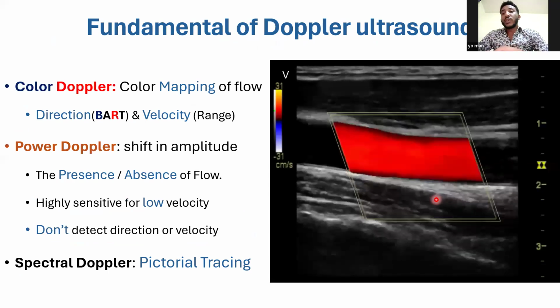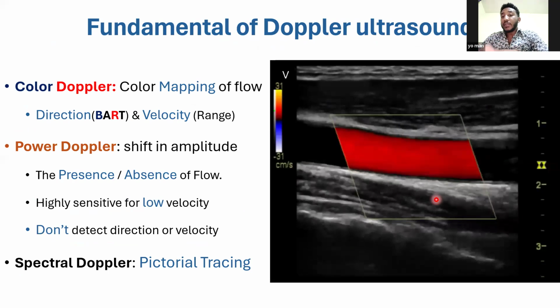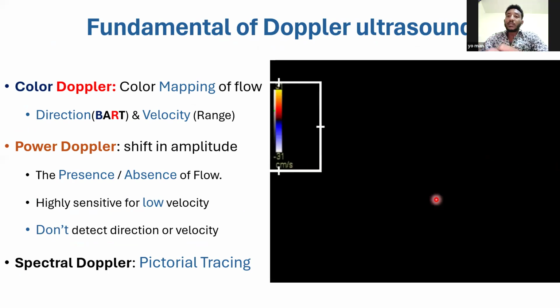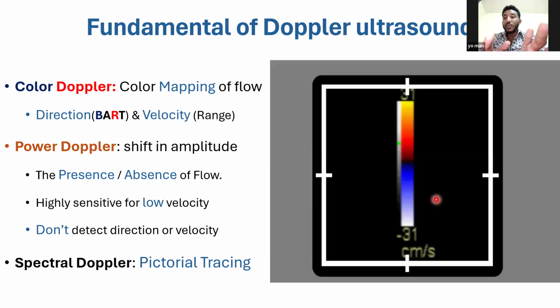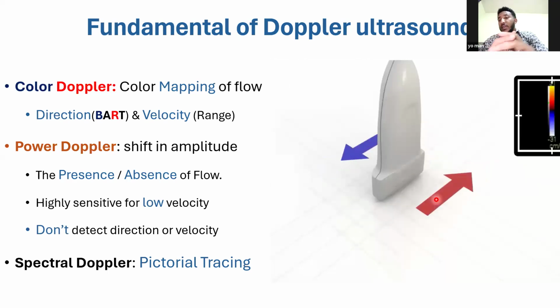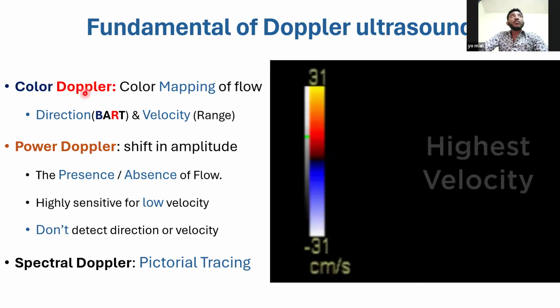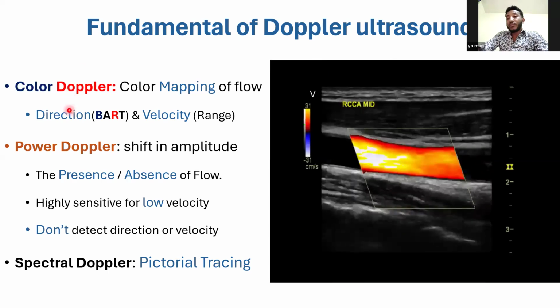So when we talk about the fundamentals of Doppler ultrasound, there are three different types of Doppler modalities. You should remember that there are color Doppler, power Doppler, and spectral Doppler modalities. What are the differences between the three? We'll discuss that. In color Doppler, it's basically the color mapping of the flow.